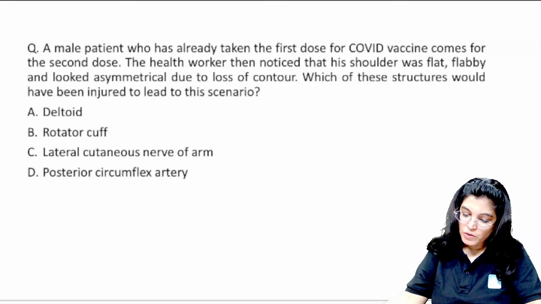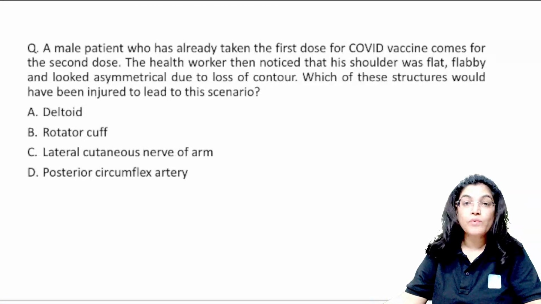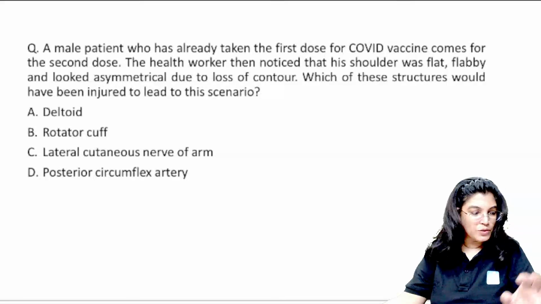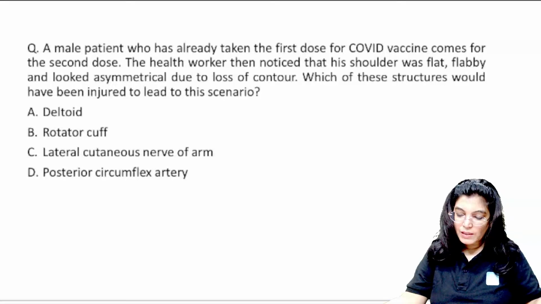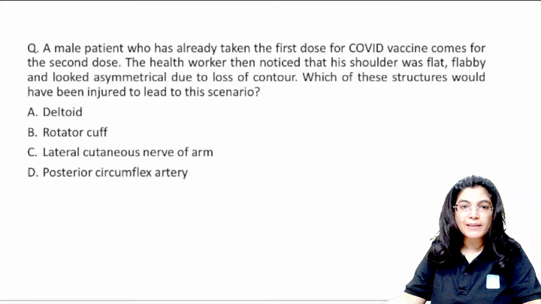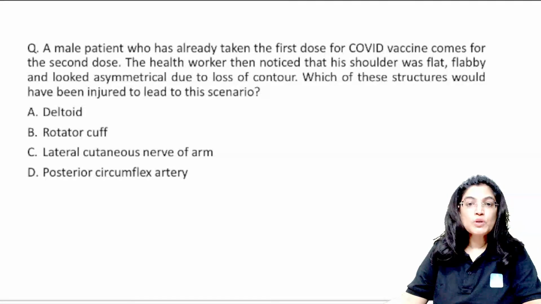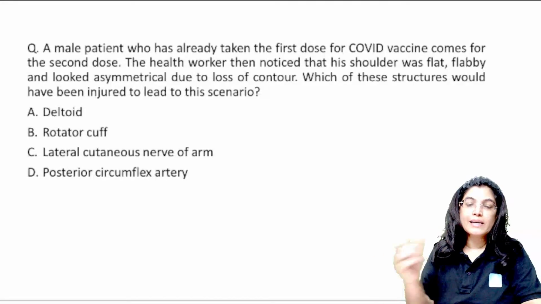A male patient who has already taken the first dose of the COVID vaccine comes for the second dose. The health worker then notices that his shoulder is flat, flabby, and looks asymmetrical due to loss of contour. Shoulder contour is lost. Which of these structures could have been injured, leading to this scenario?